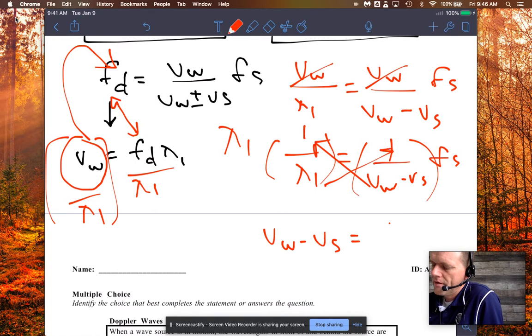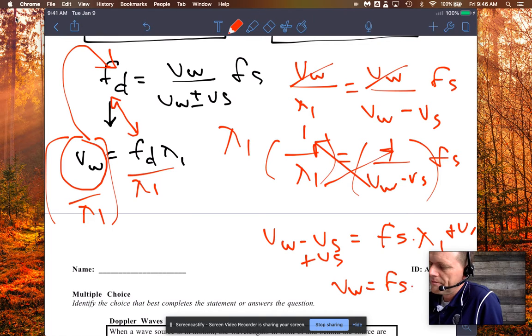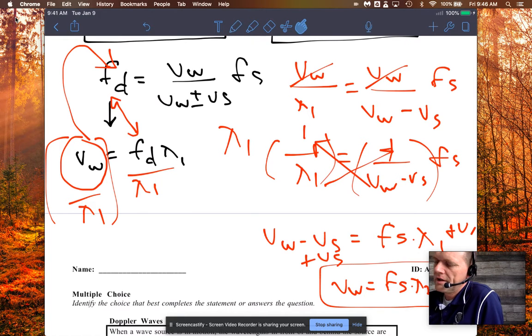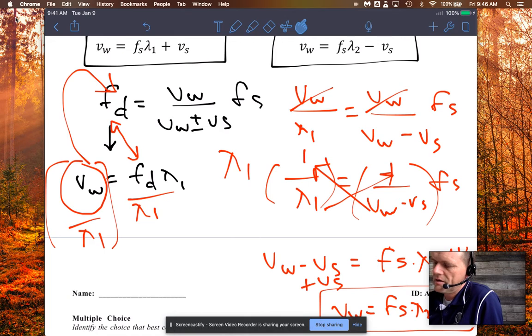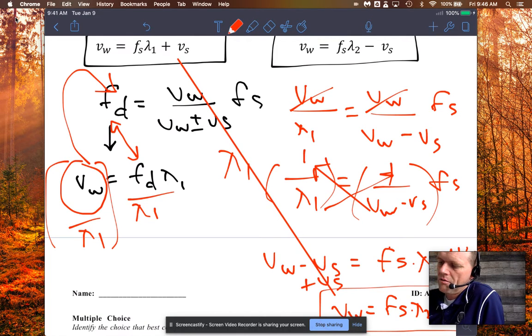So I have Fs times wavelength number 1, okay? And then very simply here, just because the convention is to use the speed of the wave, I just add Vs to both sides, and I have a new expression, plus V1, okay? Now this is for leading wavelengths, and that's exactly what this is right here, okay? So this formula that we just derived is that one. Okay, so I'll pull that back up.